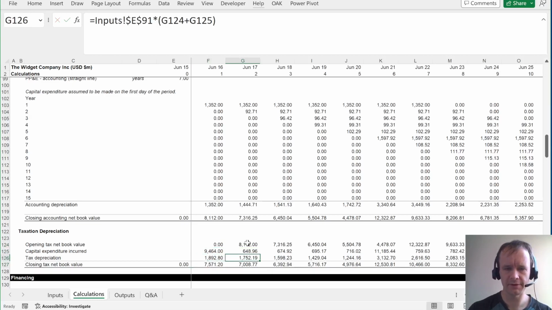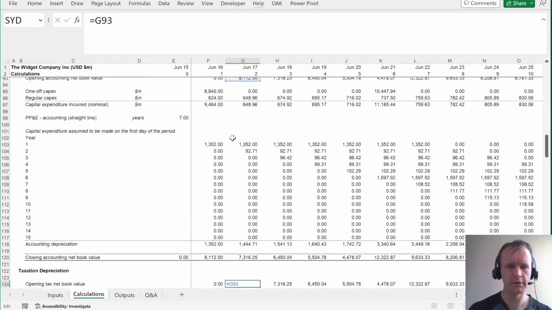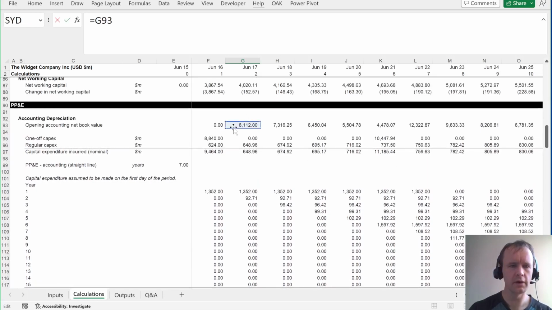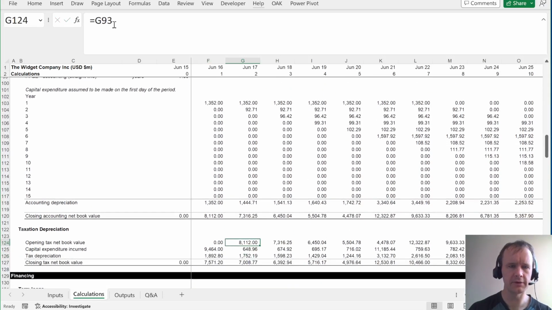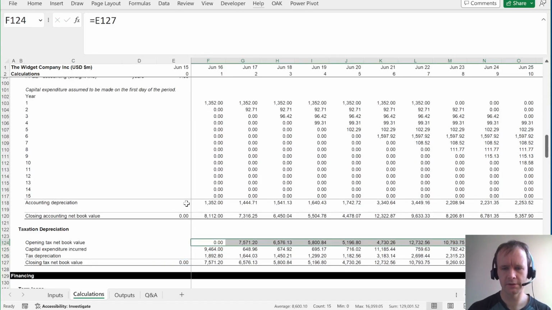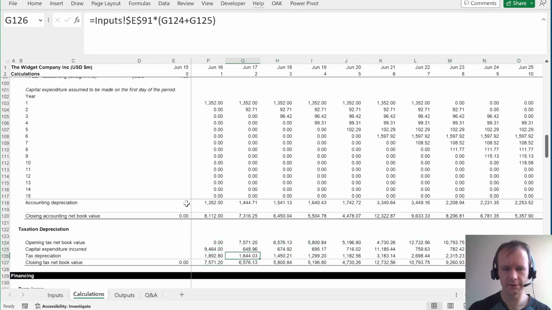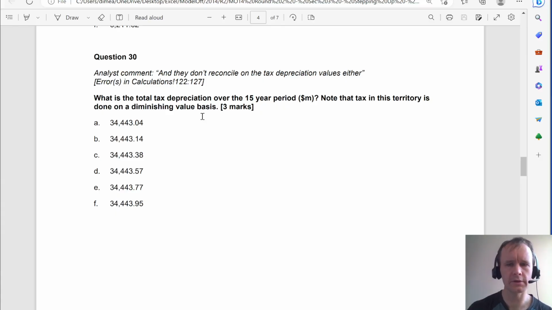This 7571 is not pulling up here. You're pulling in the opening accounting net book value instead, which makes no sense at all. So let's fix that to point to here. Then we copy that across and everything flows through. So now this comes up here, this comes up here. Good.